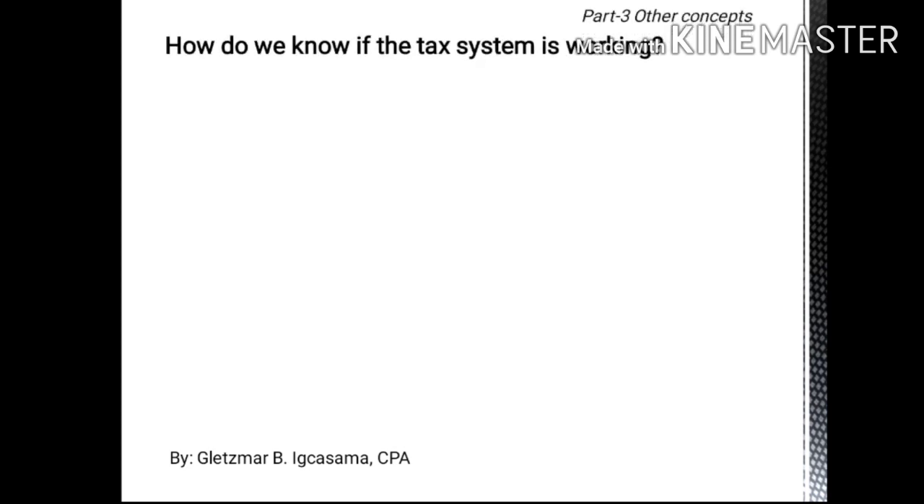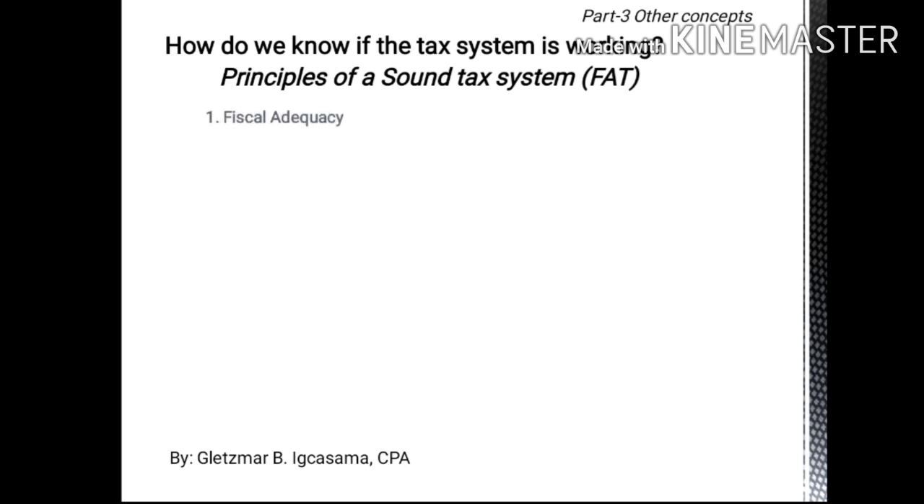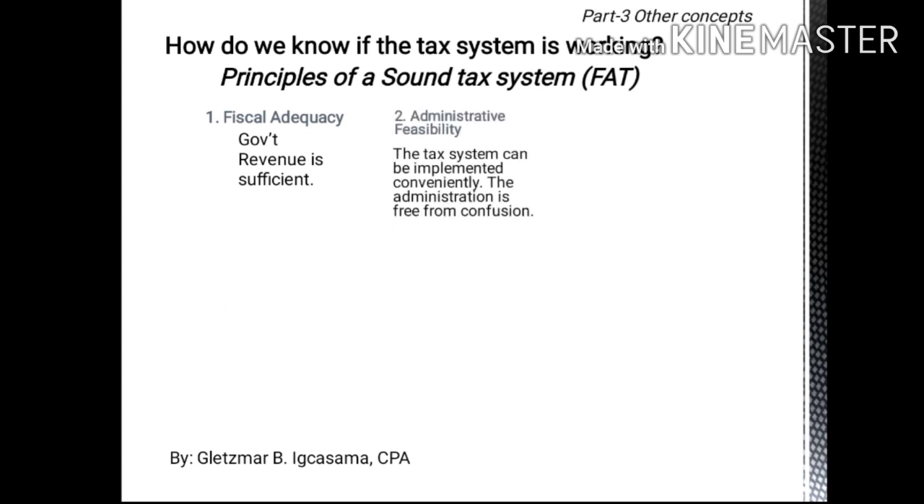How do we know if the tax system is working? So we can have principles of a sound tax system. So you can ask, what are these principles of a sound tax system? It's FAT ang ato ang mnemonic. First is fiscal adequacy. So the tax system is working if the government revenue is sufficient. That's fiscal adequacy. And of course, the tax system is working if the tax system can be implemented conveniently. The tax administration is free from confusion. That is what we call as administrative feasibility.